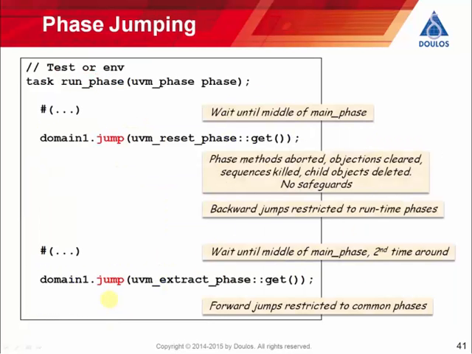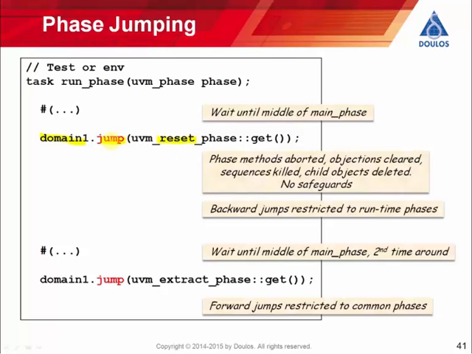Another caveat concerns phase jumping. UVM 1.2 has cleaned up a number of aspects of the runtime phasing such that they work properly. That includes the jump method. So we can now do phase jumping by calling the jump method of a domain. So domain1.jump will cause all the components in domain 1 to jump directly to the given phase, in this case to jump directly to the reset phase.